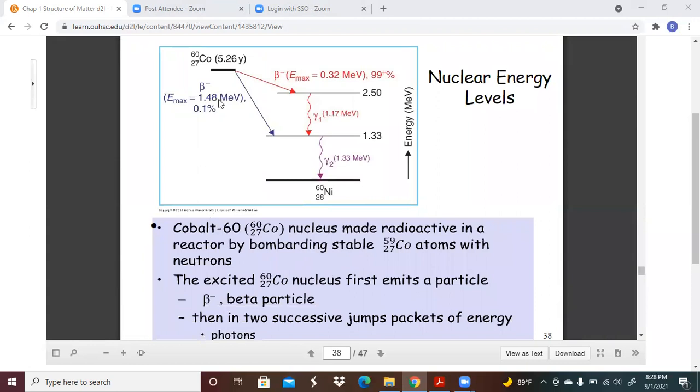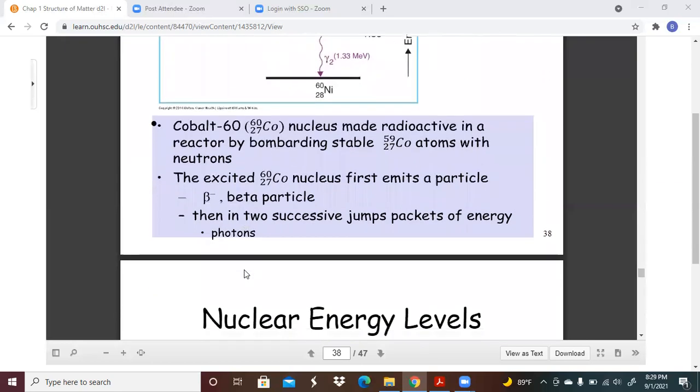So let's say you've got cobalt-60 here, and that nucleus is made radioactive in a reactor by bombarding cobalt-59 atoms with neutrons. As you can see here, the proton number is the same. And let's see if you can remember what these two atoms are. There's a special name if you remember from earlier on. And if you said isotopes, you're doing well.